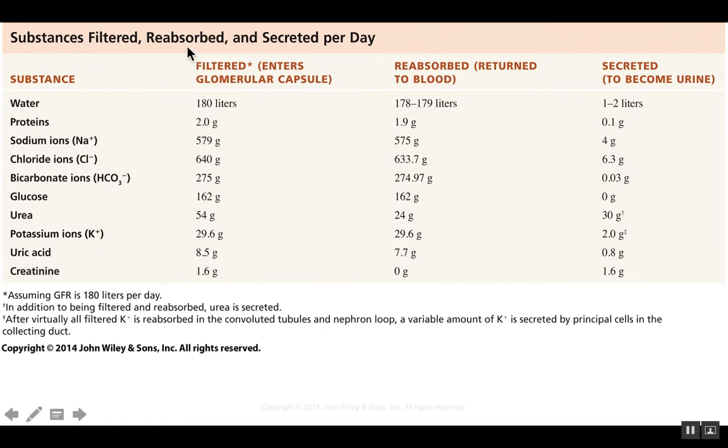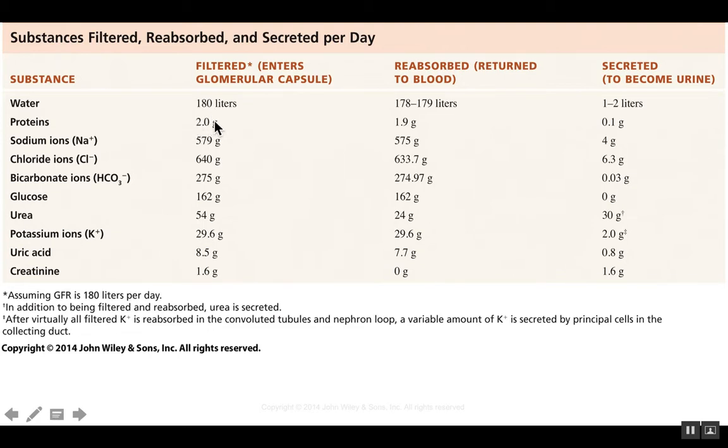What substances are reabsorbed back into the bloodstream, and that happens along the tubule and peritubular capillaries. And then finally, what is secreted. And then ultimately, what you get is urine. So the first column are all the molecules that are filtered from blood per day. 180 liters of water per day.